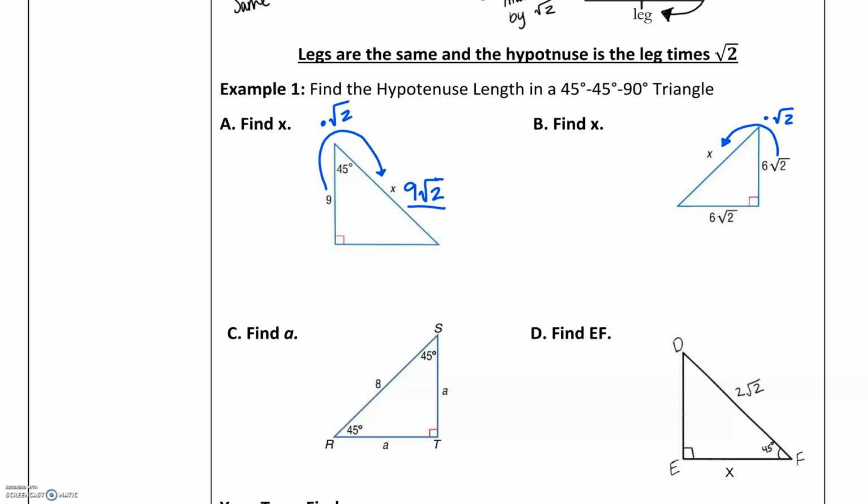Well, this one already has a radical, so when we take 6 radical 2 times another radical 2, we can multiply those since they are both radicals. 2 times 2 is 4, and then we're going to simplify. The square root of 4 is a 2, and so 6 times 2 would be 12 for x.